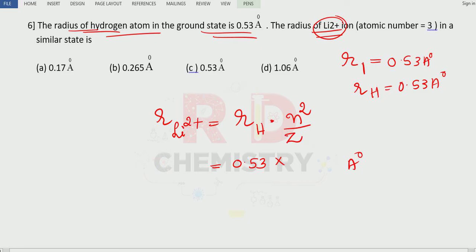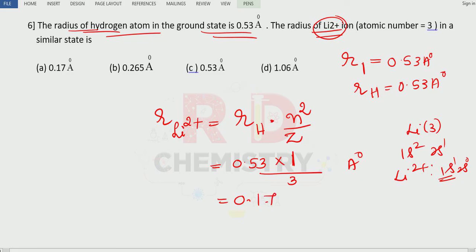Now when I say lithium, atomic number is 3, so it is 1s2 and 2s1. We are removing 2 electrons, plus 2 means 1s1 2s0, that means the electron is in the first shell itself. So that's why we call it an ion like hydrogen, divided by the atomic number of lithium, which is 3, so 0.53 divided by 3. So this will be approximately 0.17, and the unit is angstrom units, correct? Clear? So what is the option number? Option number is the first one here, 0.17 angstrom units. Clear?